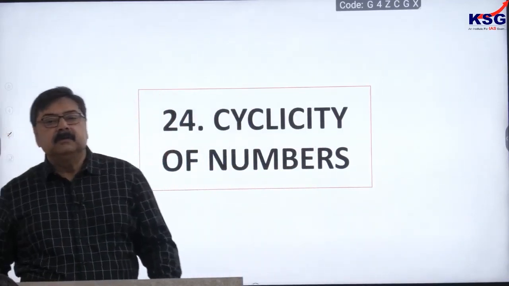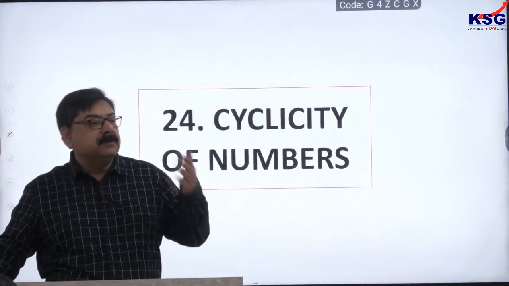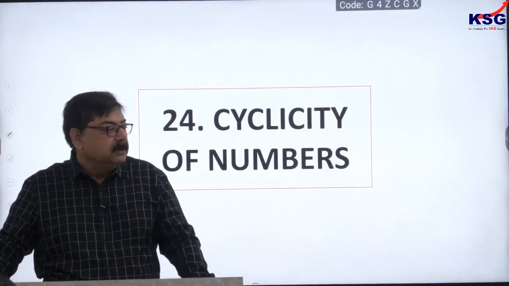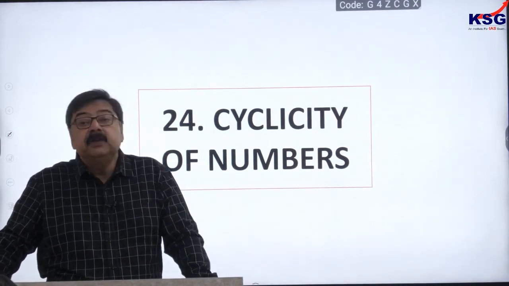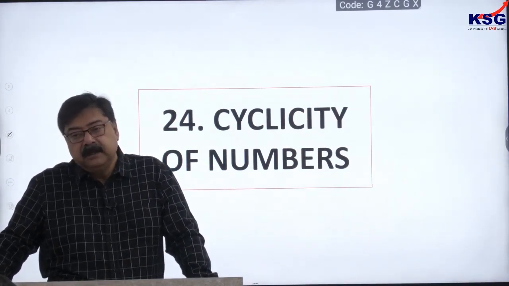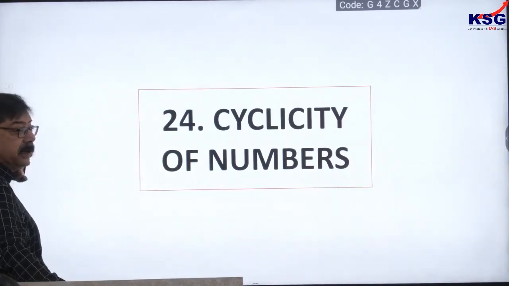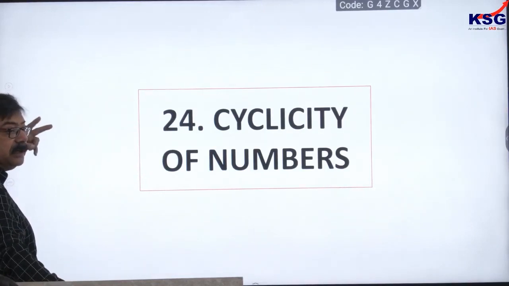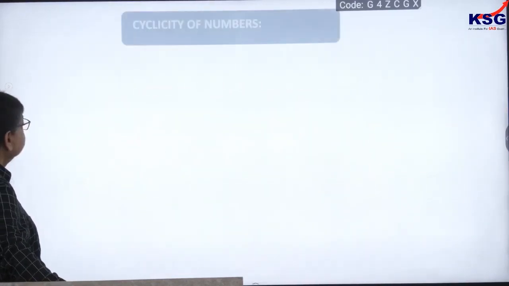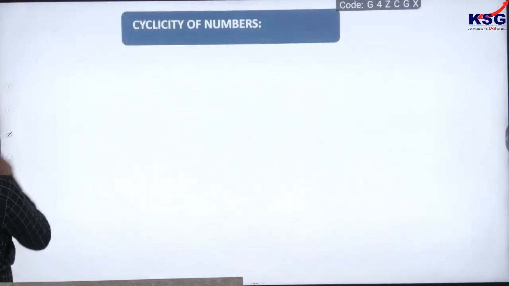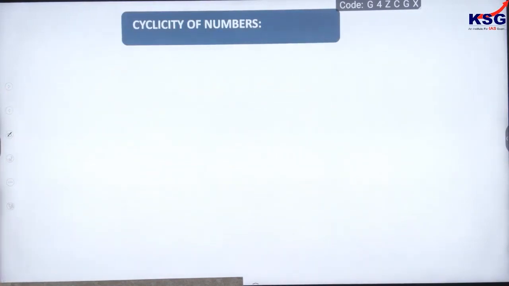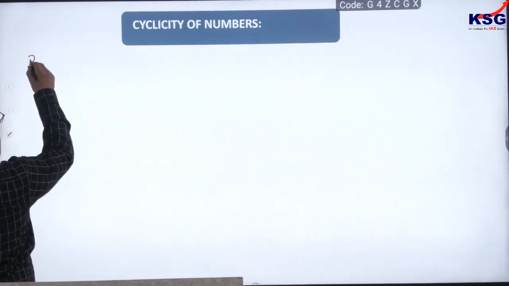Alright, so we have to multiply some powers of 2, 3, 4, 5 or whatever, and finally we have to find out the units digit. So cyclicity of numbers is to find out the units digit, not the last 2 digits, not the last 3 digits. Let us begin by observing whether there is a kind of cycle or repetition when it comes to powers of 2, 3, 4, 5, 6, 7, 8, 9. So I begin with 2.